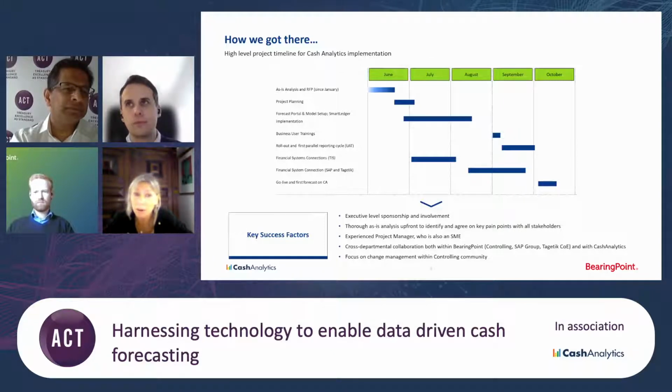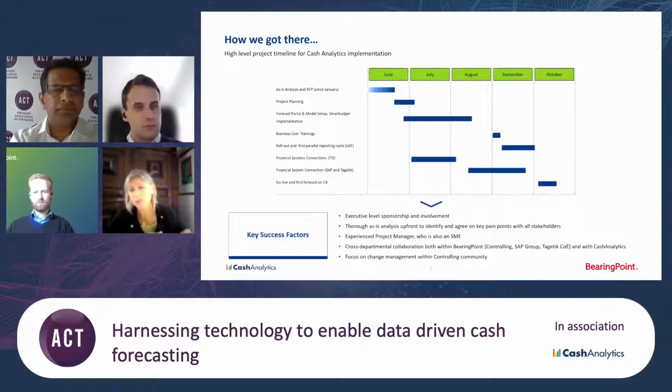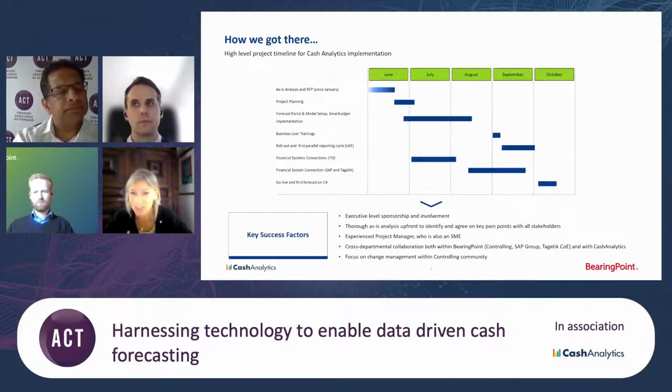Then we had a rollout. We did our first reporting. We did it in parallel with the old system in September. So they still had the old system, and then they used the new system, and that offered a lot of learning. And I think one of the things I remember best is when we started to do the mapping.